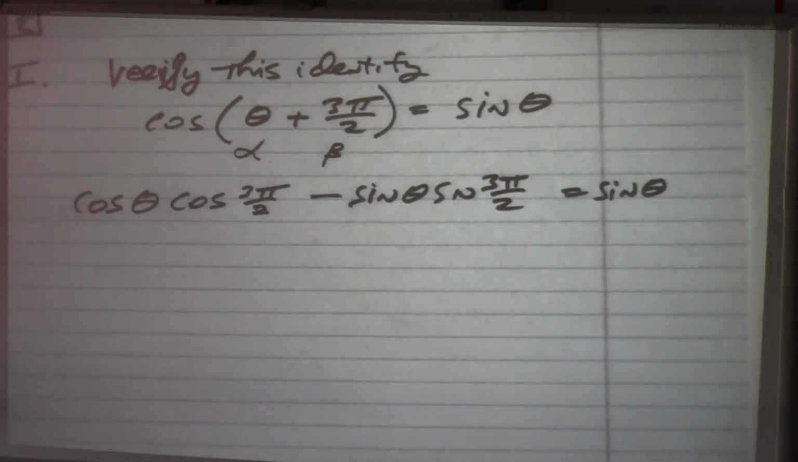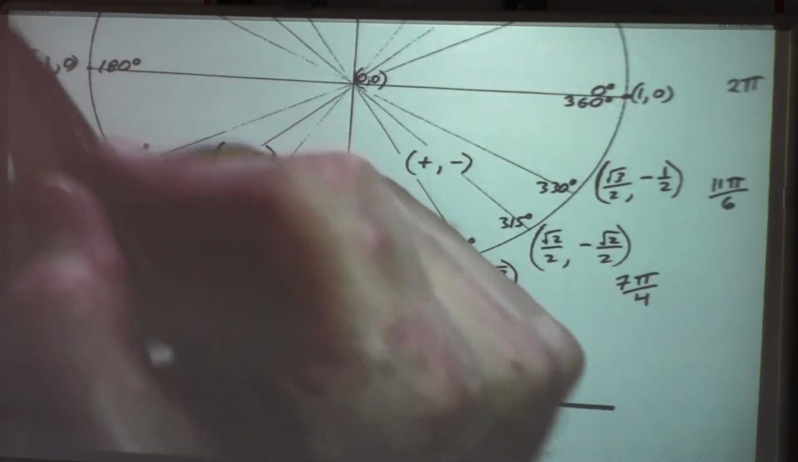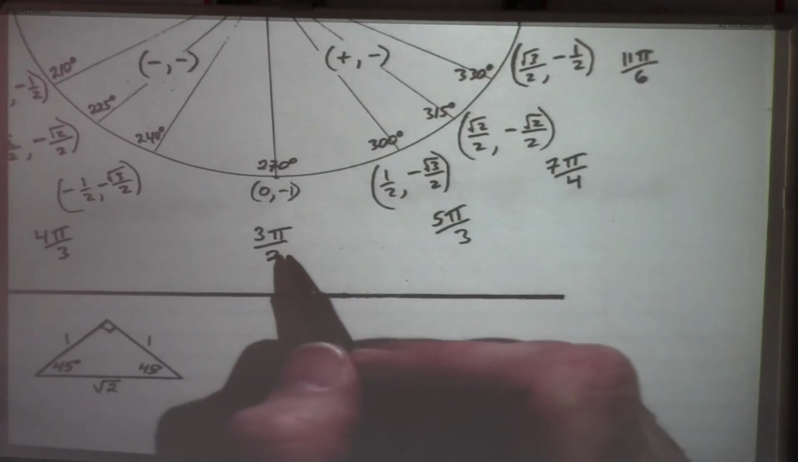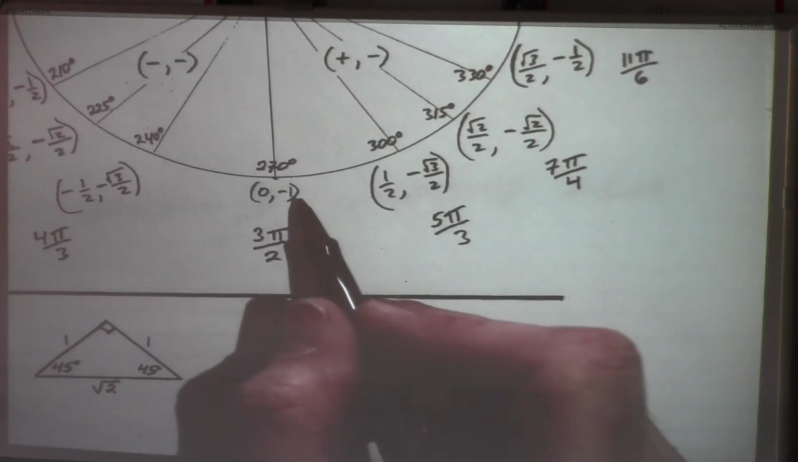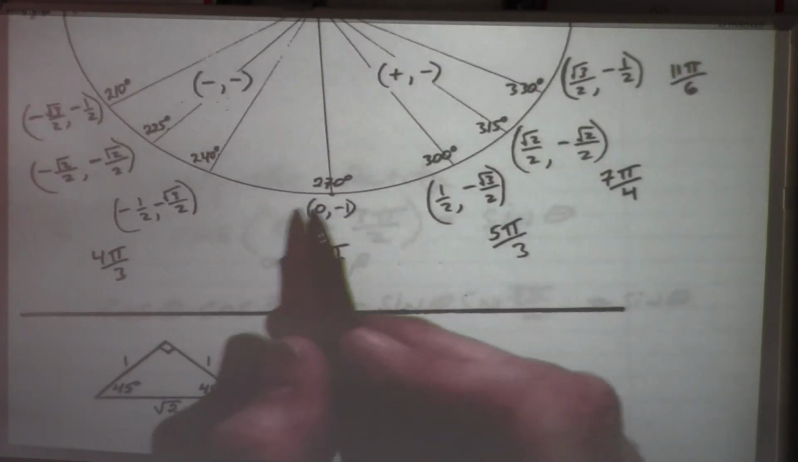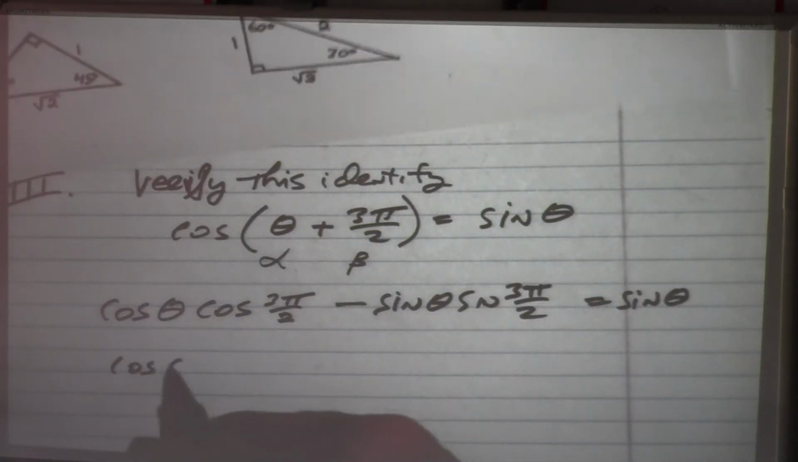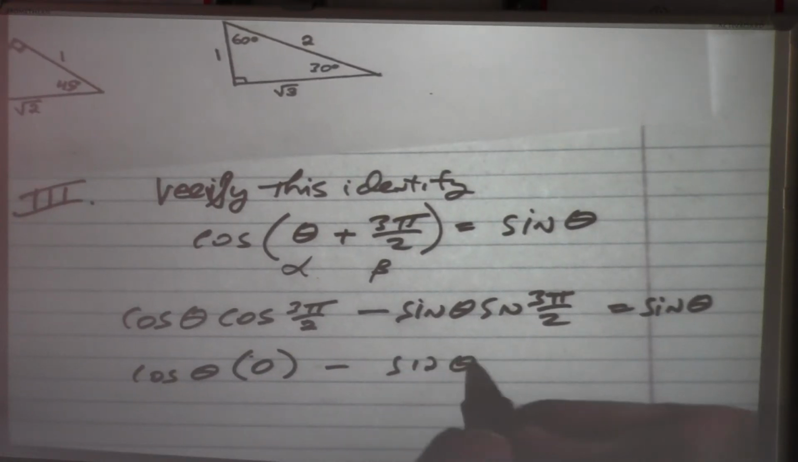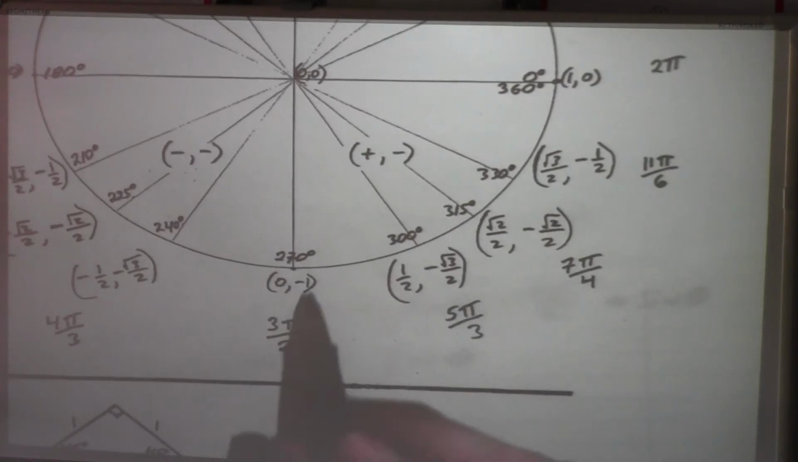Well, let's find out. Use the unit circle, because thankfully 3 pi over 2 is on the unit circle. And we look around, 3 pi over 2 is here at 270 degrees. Right there, 0 and negative 1. So the cosine of 3 pi over 2 is 0. So we have the cosine of theta times 0 minus the sine of theta, and the sine at 3 pi over 2 is negative 1.